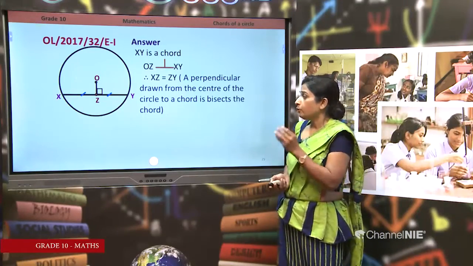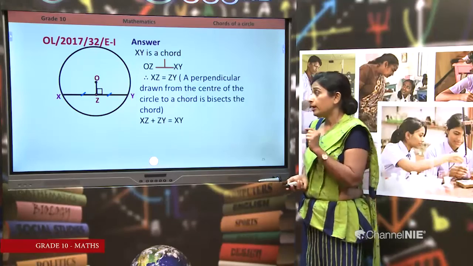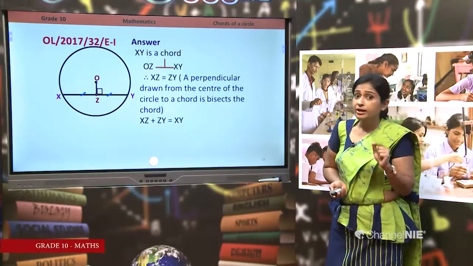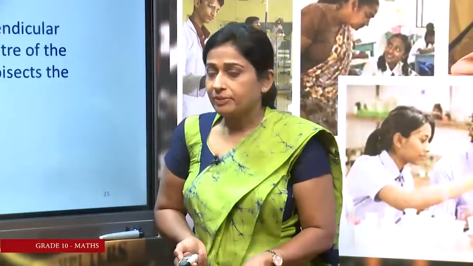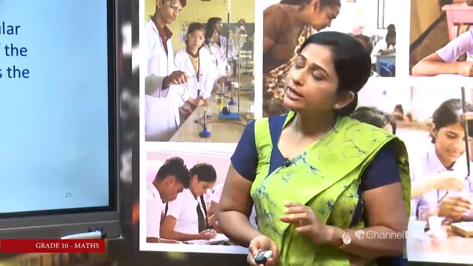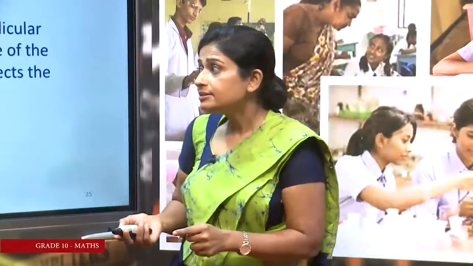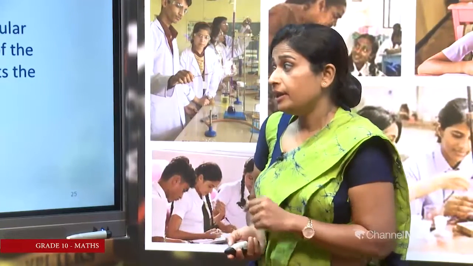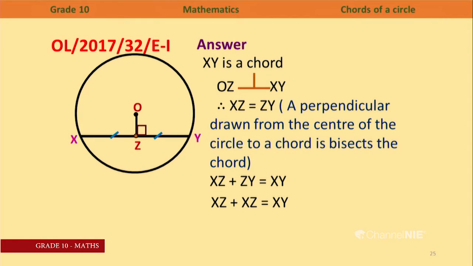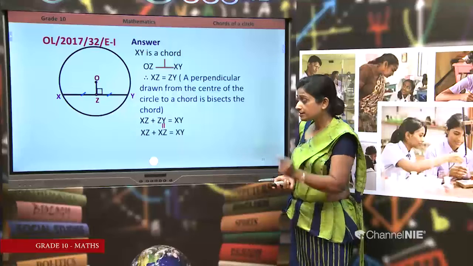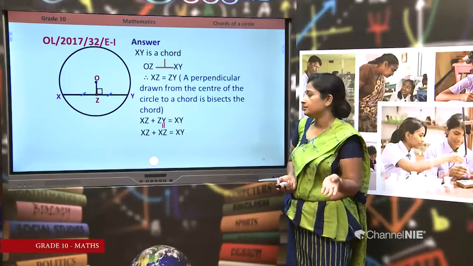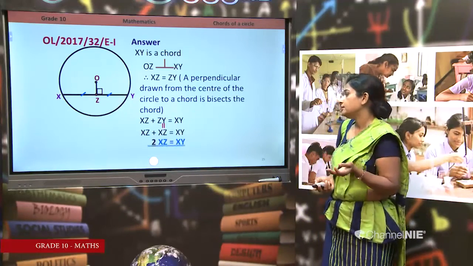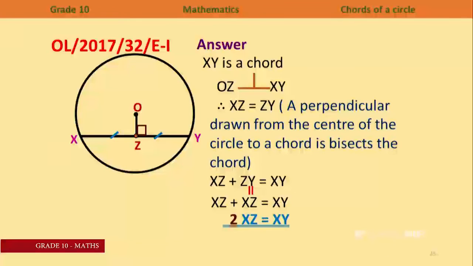Here you know XZ is equal to ZY, then you can say XZ plus ZY is equal to XY. Then you know XZ is equal to ZY, so instead of ZY I can put XZ, because they are equal. Then XZ plus XZ makes 2XZ. 2XZ equals XY.